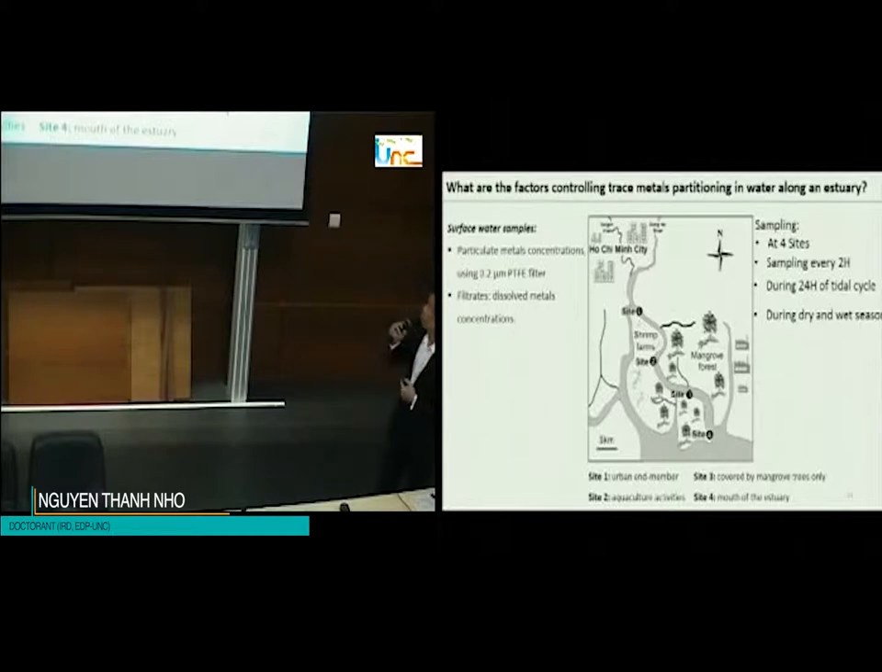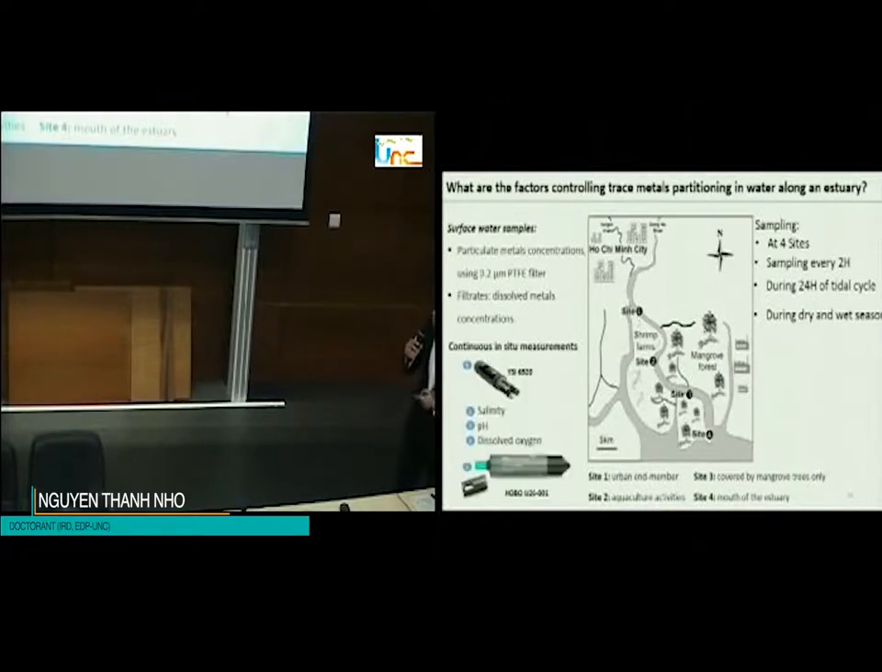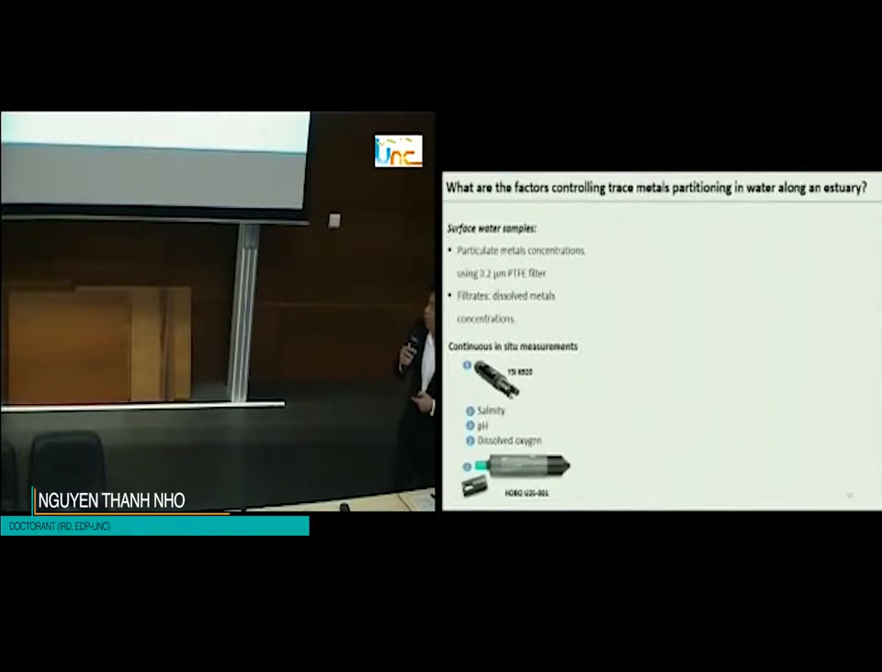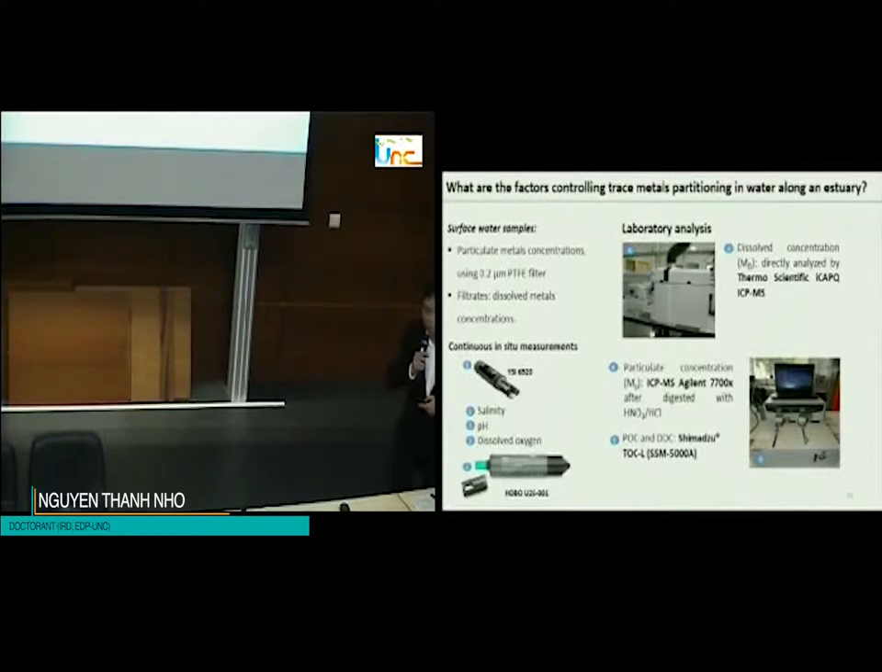In order to take into account the tidal cycling, the samplings were carried out every 2 hours during a 24-hour tidal cycle, and we were also interested in the potential effect of season on the fate of trace metals. Therefore, the samples were collected during dry and wet seasons. The spatial and temporal variation of physicochemical parameters, such as salinity, pH, and dissolved oxygen, was continuously recorded in situ. For laboratory analysis, dissolved metal concentrations were directly analyzed by ICP-MS, and particulate metal concentrations were analyzed after reaction with concentrated nitric acid and hydrofluoric acid. Particulate organic carbon and dissolved organic carbon were analyzed on the Shimadzu TOC analyzer.